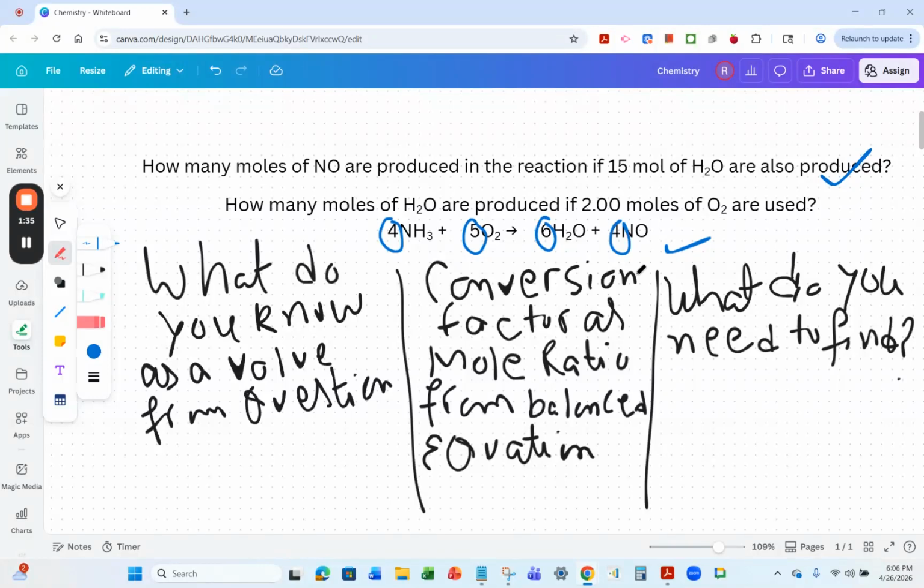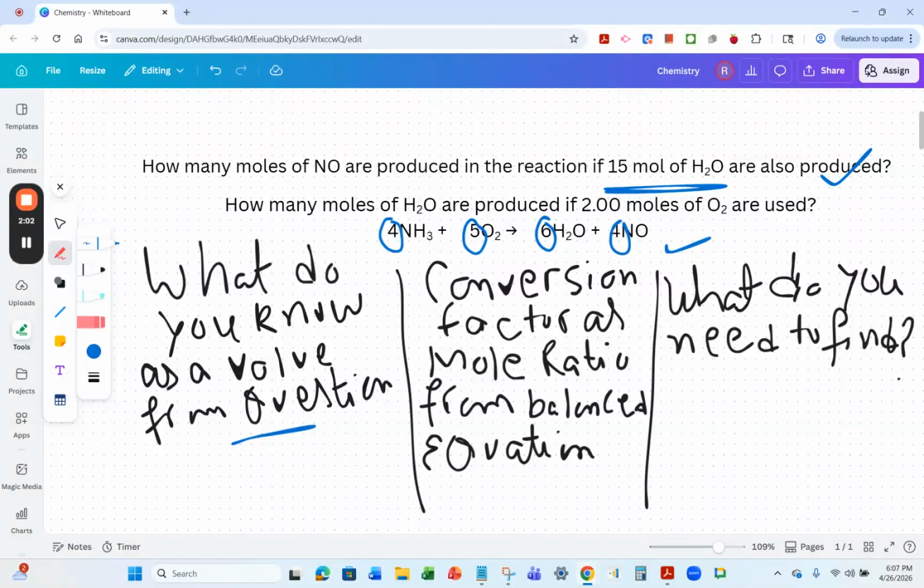And how to proceed with the stoichiometry calculation? Same method, same pattern, which I have already discussed in my mole concept calculation. In the first column, what do you know as a value from the question? If I go with the first question, I know the value is 15 moles of water. Then you write the third column first. What do you need to find?